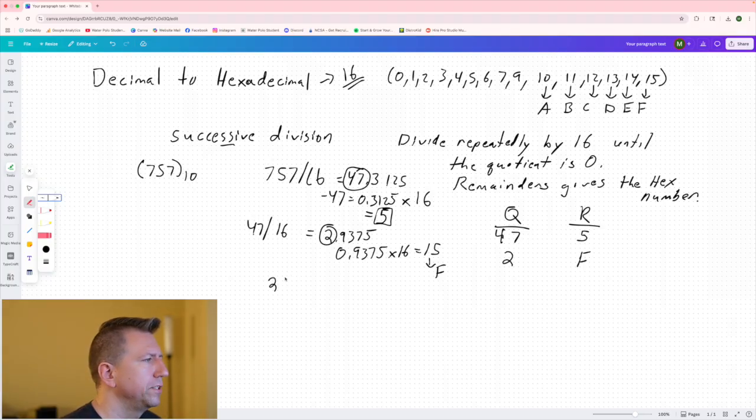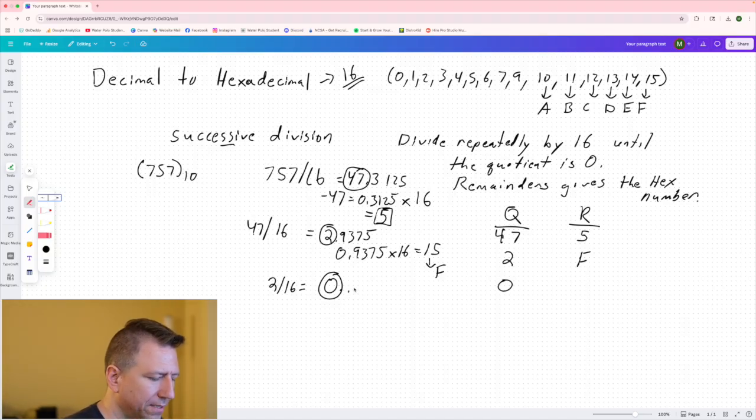And now we have 2 divided by 16, and so, well, 2 is less than 16, so we get 0 as our quotient. Oh, look at that, looks like a little donut. Hungry. And so the remaining decimal here, well, it's some decimal, but if we multiply that decimal by 16 again, what you're just going to get is 2. So it's remainder 2.